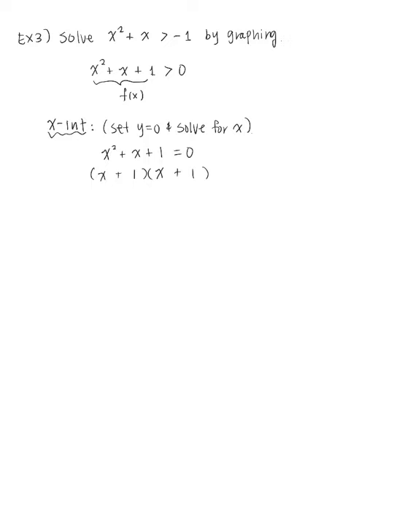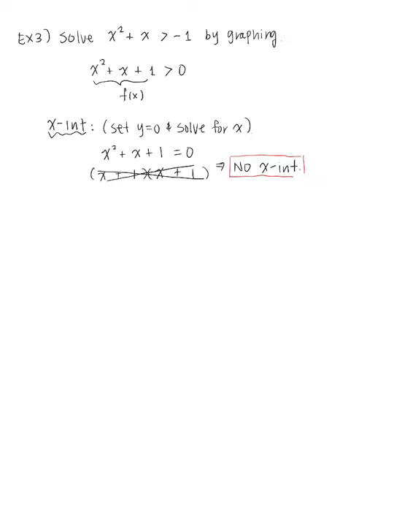Let me just cross that out. It cannot be factored, so that implies there is no x-intercept, which means you're going to have a floating parabola, meaning your parabola is never going to touch nor cross the x-axis. Let me just jot that out.